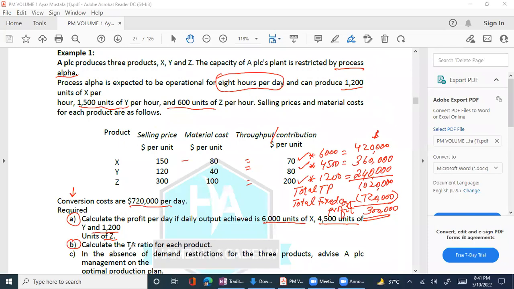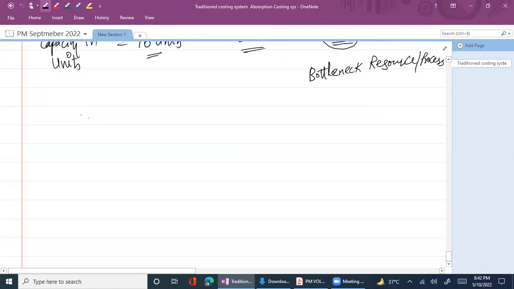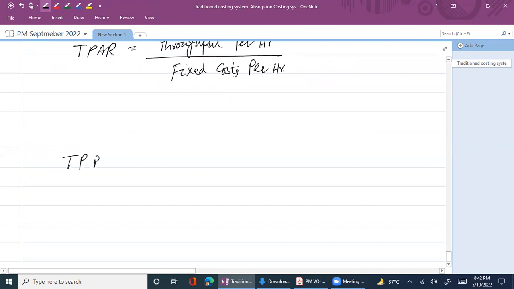Now the second part, calculate the TA ratio. TA ratio means throughput accounting ratio. So this is the main point to calculate throughput accounting ratio. What is the formula for calculation of throughput accounting ratio? TPAR, throughput accounting ratio, is equal to throughput per hour divided by fixed cost per hour. So we need to have two things in our data, throughput per hour and fixed cost per hour. And how to find throughput per hour? Throughput per hour is simply throughput per unit divided by per unit time.